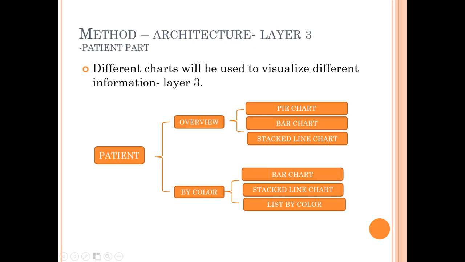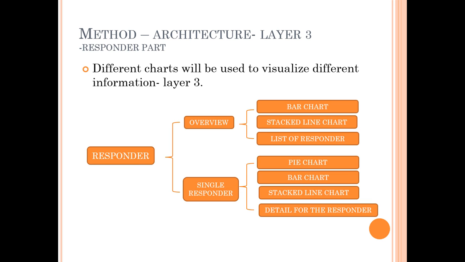Now let's look at layer 3. For patient information, it includes overview and filter by color. The overview layout includes pie chart, bar chart, and stacked line chart. And the filter by color includes bar chart, stacked line chart, and list by color. So layer 3 is classified by the chart type.